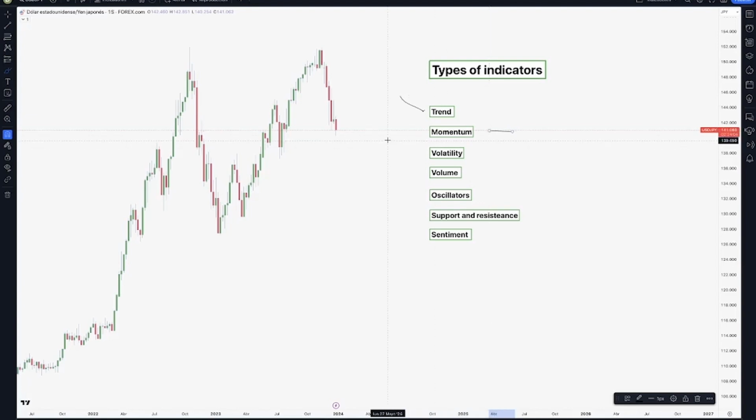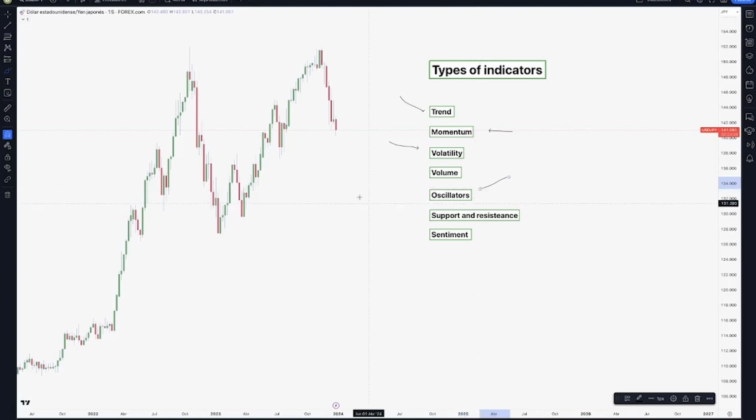The third type of indicators you can find are volume indicators. They analyze the trading activity to confirm trends or spot potential reversals, for example, on-balance volume, or OBV. Then we have the oscillators. They fluctuate within a specific range, indicating overbought or oversold conditions in the market. So if you want to find information about that according to your strategy, you can use oscillator indicators.